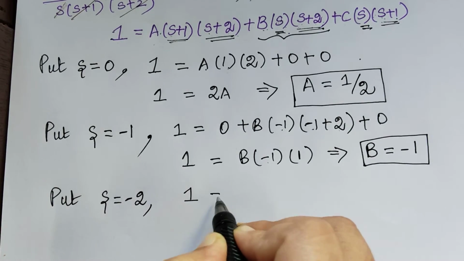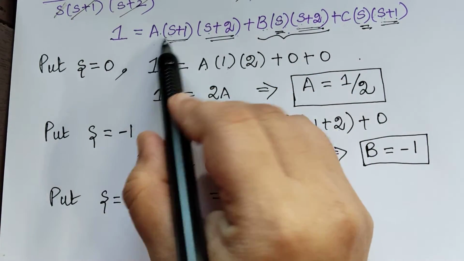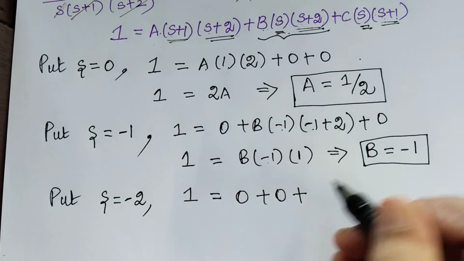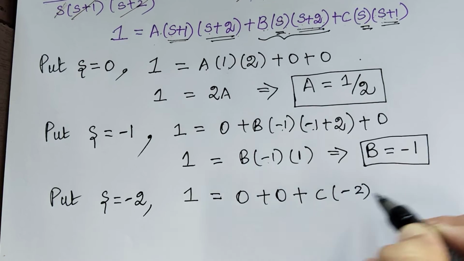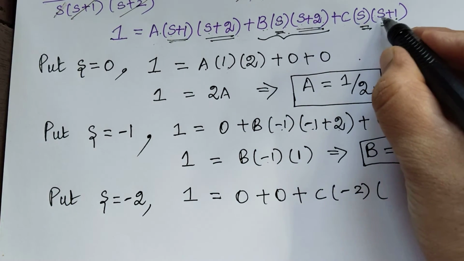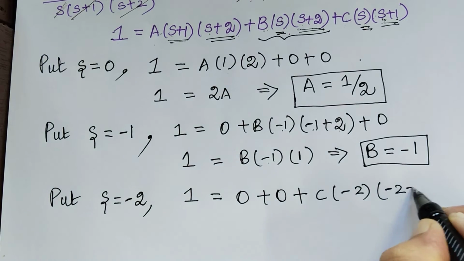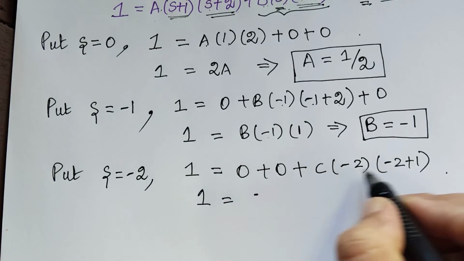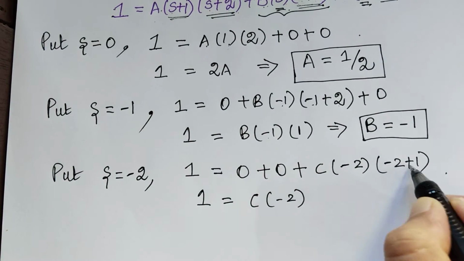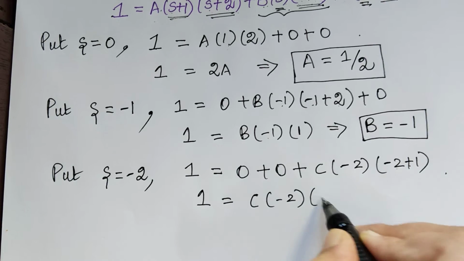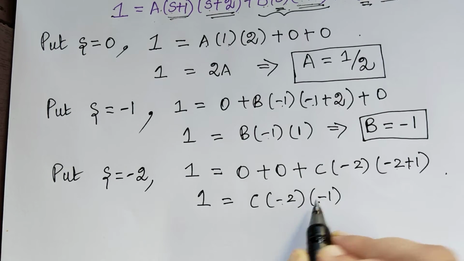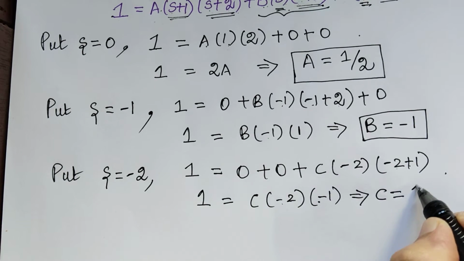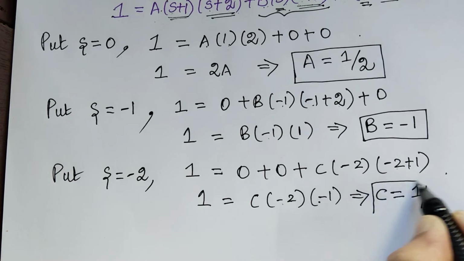So 1 will be equal to, this term completely becomes 0, this also completely becomes 0, and finally we have c multiplied with minus 2 multiplied with s plus 1, so minus 2 plus 1. So therefore 1 will be equal to c multiplied with minus 2, and minus 2 plus 1 is minus 1. So minus into minus will become plus. So from this we get the value of c, this 2 goes to the other side, and so we get c to be equal to 1 by 2.